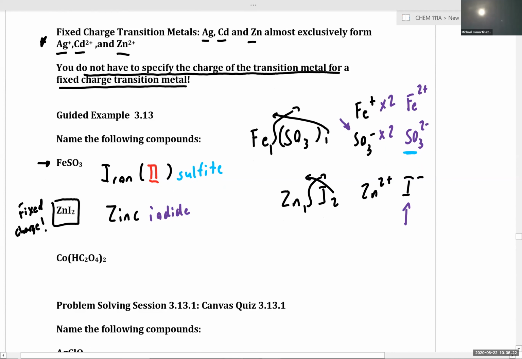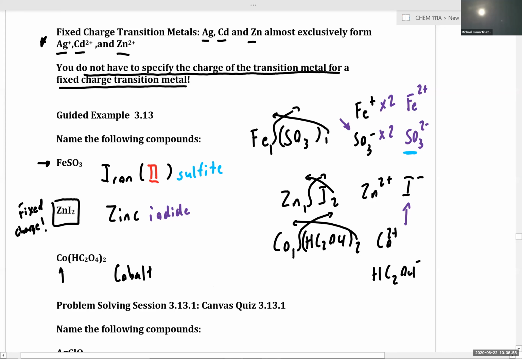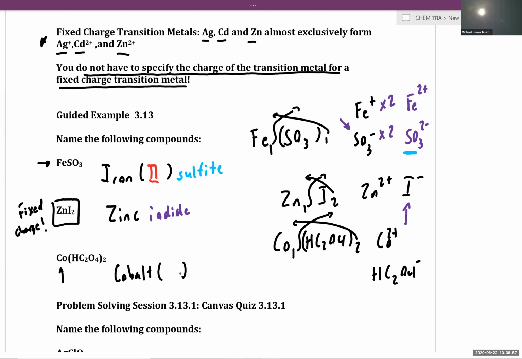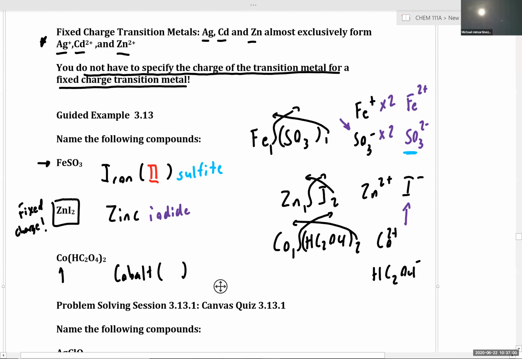Let's now look at another example. This one looks a little bit complicated, but follows the same logic. So first we do our charge analysis. We have cobalt and we have HC2O4, 2. We cross our charges. That in turn gives us cobalt 2+ and HC2O4-. So first we name our cation, which is cobalt. Then we specify the charge, which is 2.